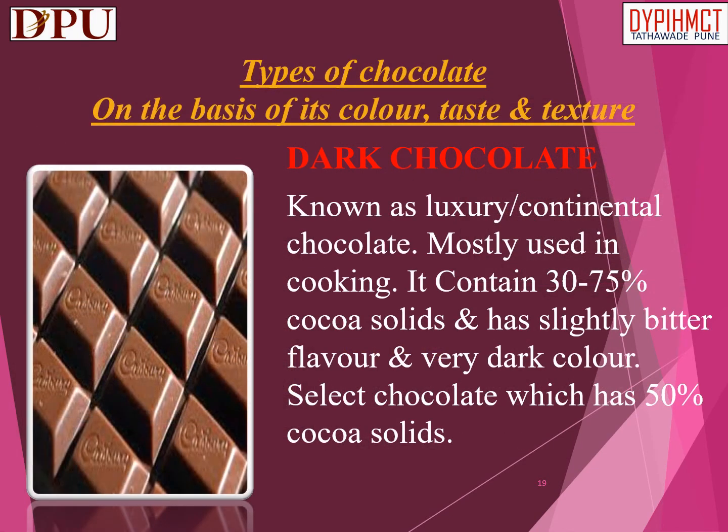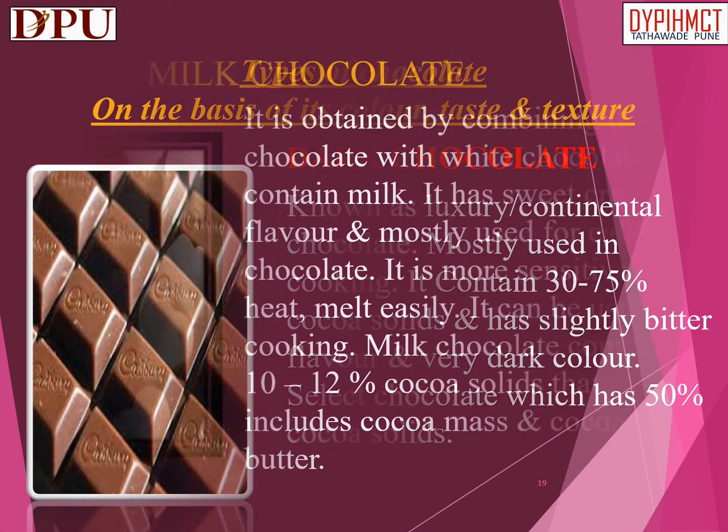Types of chocolate on the basis of color, taste and texture. Dark chocolate is known as luxury continental chocolate. It is mostly used in cooking. It contains 30-75% cocoa solids and has a slightly bitter flavor and very dark color. Select chocolate which has 50% cocoa solids.